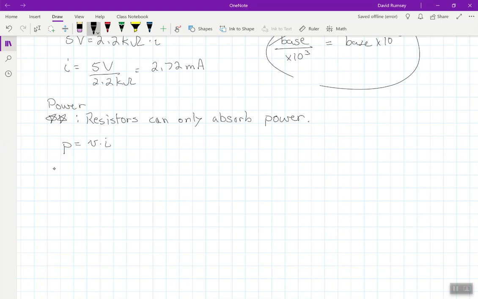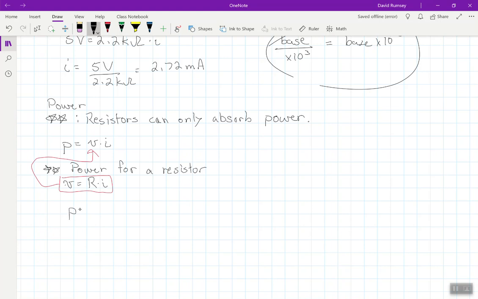But then if we're talking about, and I want to emphasize this here, power for a resistor, well, Ohm's law tells me voltage is equal to resistance times current. So what am I going to do here? I'm going to take this equation and substitute it up here. So again, I want to emphasize this is for a resistor only. This does not work for voltage sources. It's just for a resistor.